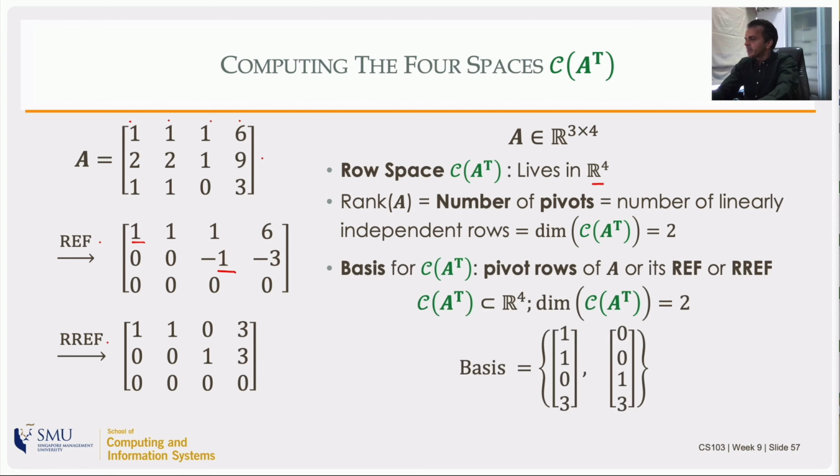So let me take it from the RREF this time. The first row is 1, 1, 0, 3. But when I give a basis, I would like to see column vectors. So that is the 1, 1, 0, 3. That will be a basis vector. The other one will be 0, 0, 1, 3. So 2 basis vectors, dimension 2, is the same as the rank, living in R4.